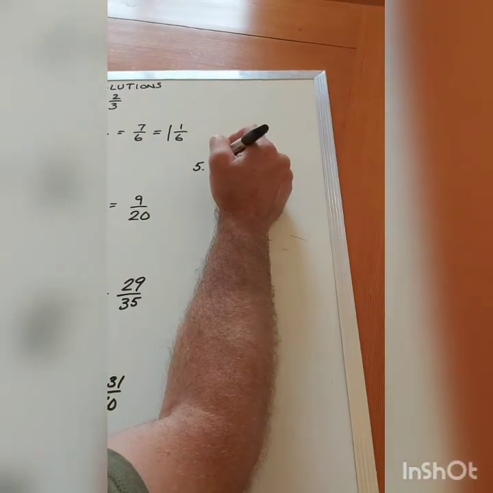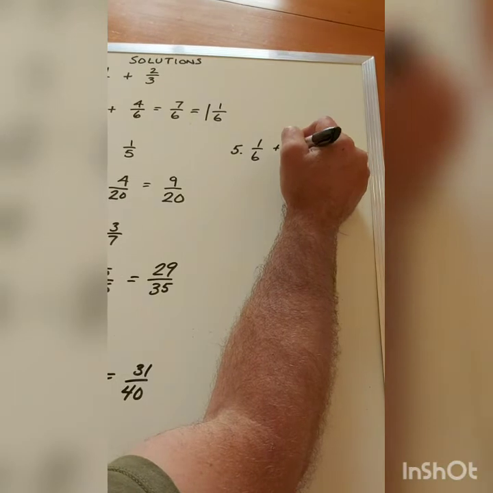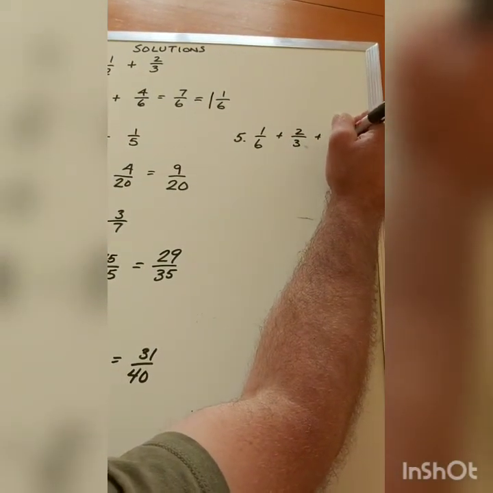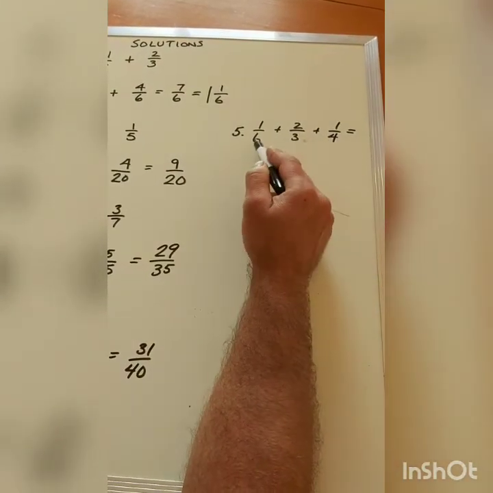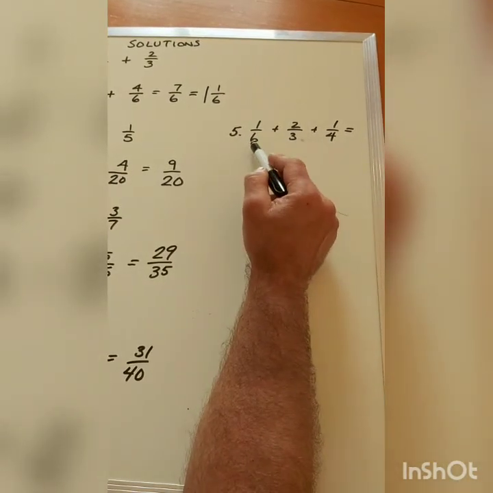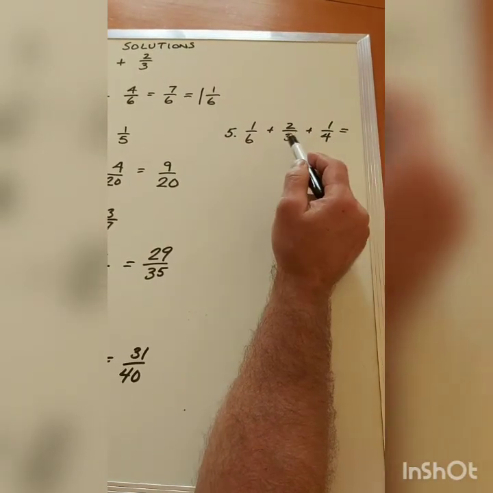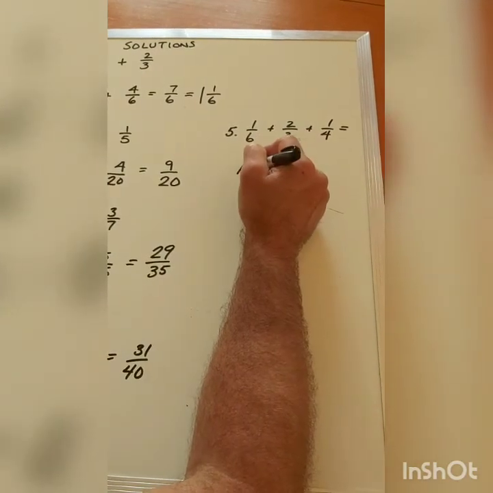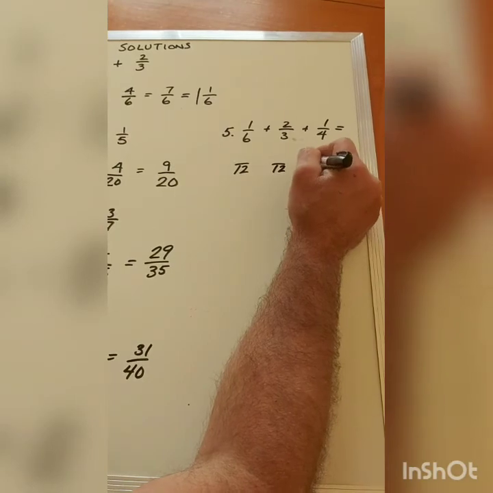I had 1/6 plus 2/3 plus 1/4. Now, in this case, I don't have to multiply all three numbers to get a lowest common denominator. I can use my math facts that I've been practicing with my multiplication table to know that all three of these are multiples of 12. So I'm going to use 12 as my LCD for this question.